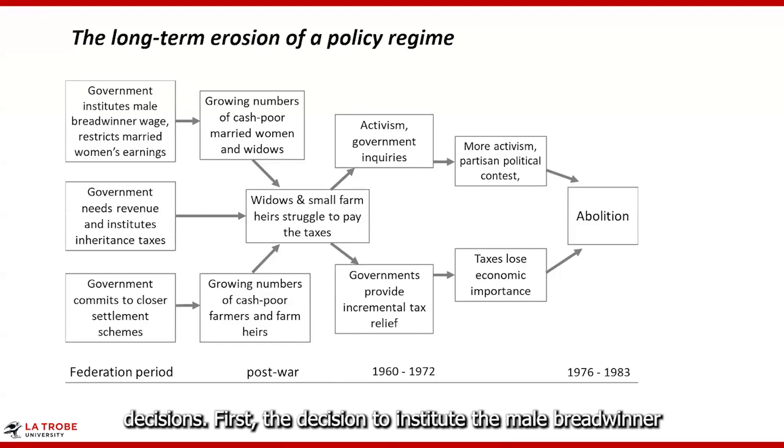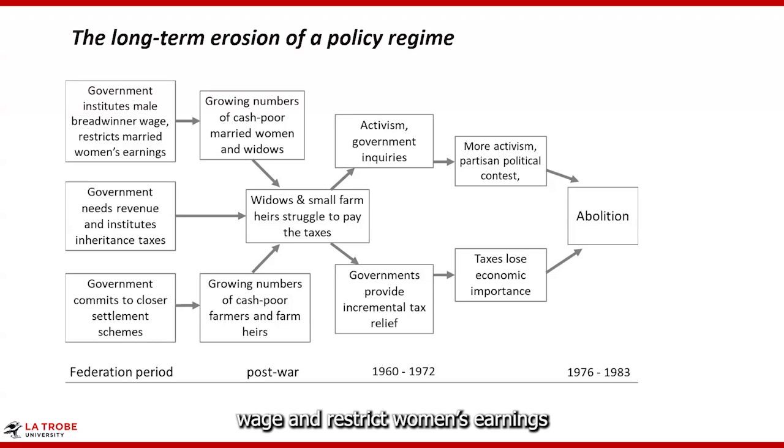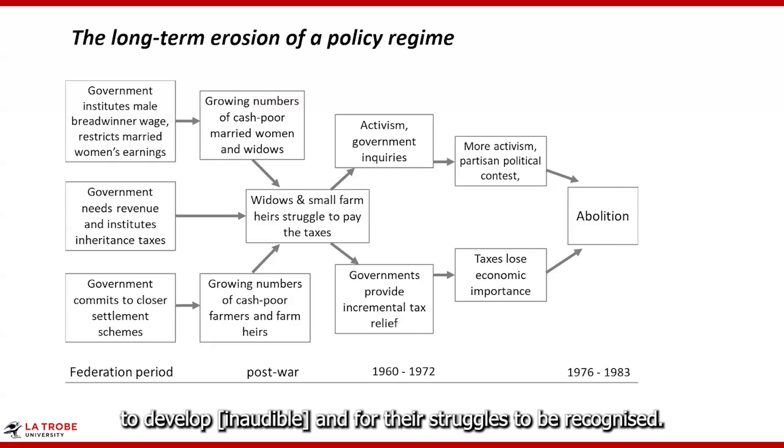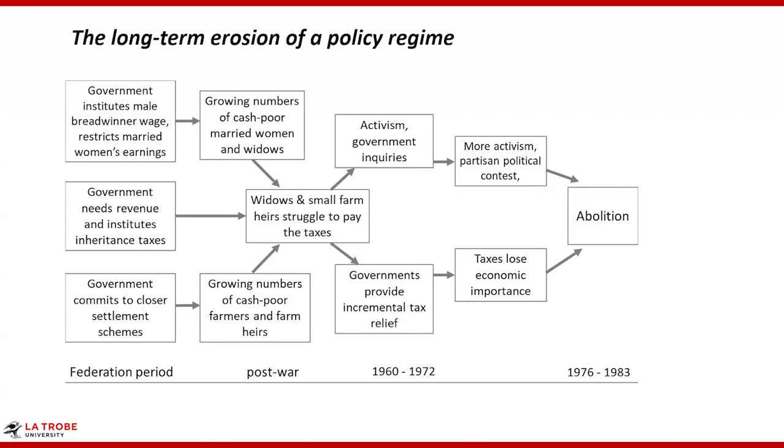First, the decision to institute the Malvern wage and restrict women's earnings and employment opportunities. This guaranteed more or less the financial vulnerability of a large class of women, lower to middle class women, whose earnings were restricted and who were likely to be widowed with relatively few savings of their own. That took time for this class of people to develop and for this trials to be organised.